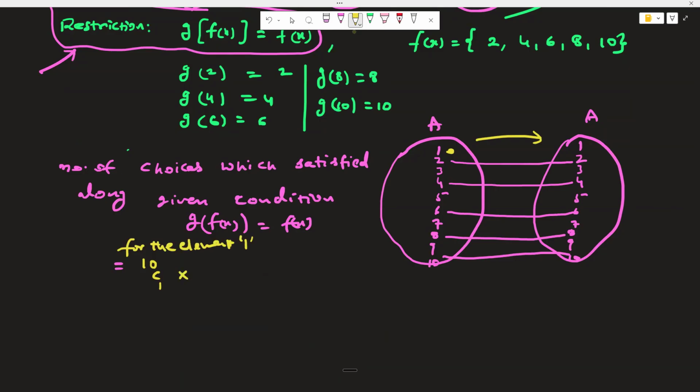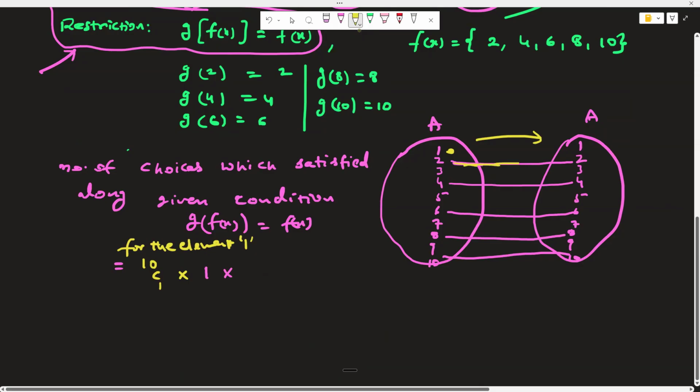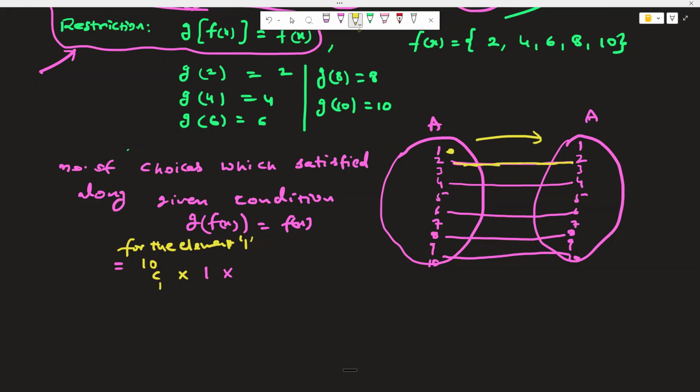Okay. For the element 2, you already saw that it was restricted by the given condition. So that's why it has only one assignment, only one connection, that is 2 to 2 only. There are no choices for 2. Okay. Understood. Go to the next element, 3. For element 3, it has again 10 choices available in the codomain A. It can take any as its image, in 10C1 ways.